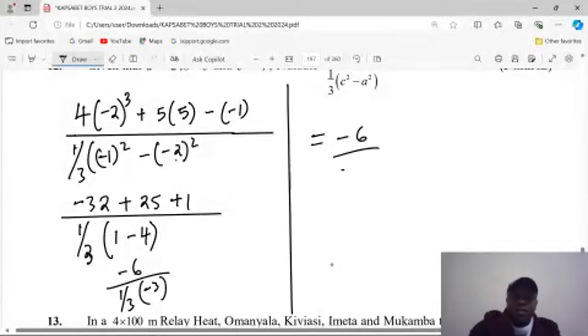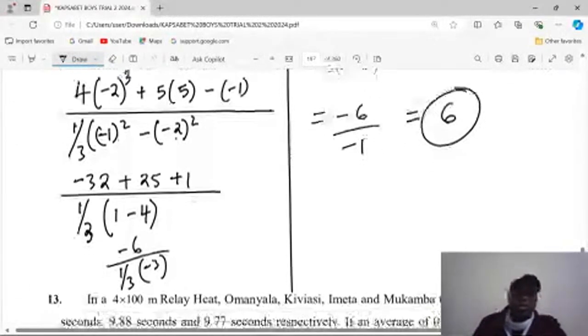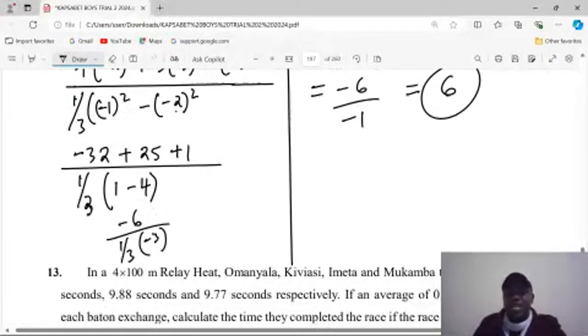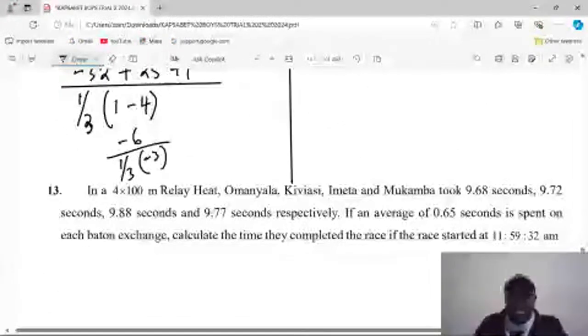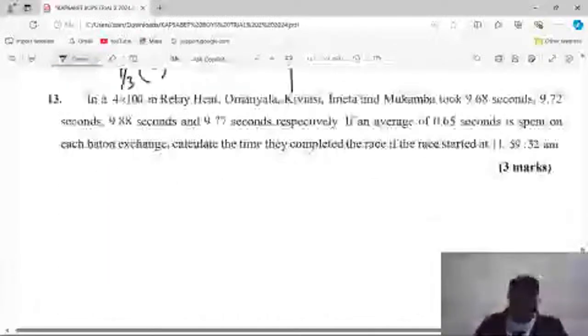-6 over -1, giving us 6. So the final answer is 6 from that question. It becomes positive because a negative divided by a negative will automatically become positive. We can look at number 13.